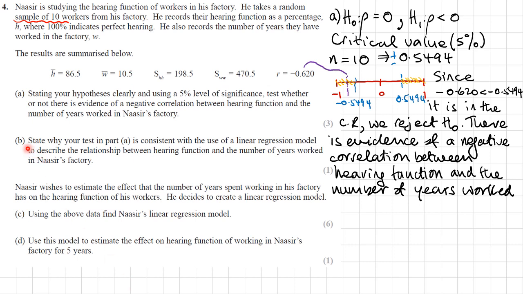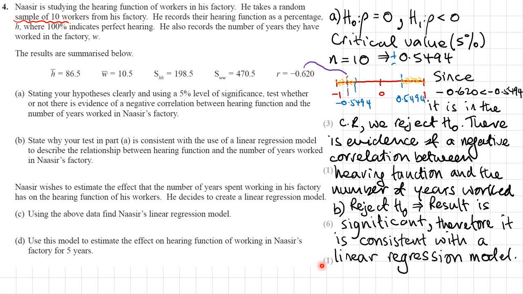Part B. State why your test in Part A is consistent with the use of a linear regression model to describe the relationship between hearing function and the number of years worked in Nazir's factory. Now, because we rejected H0, that means that the result is significant. Therefore, it is consistent with a linear regression model.